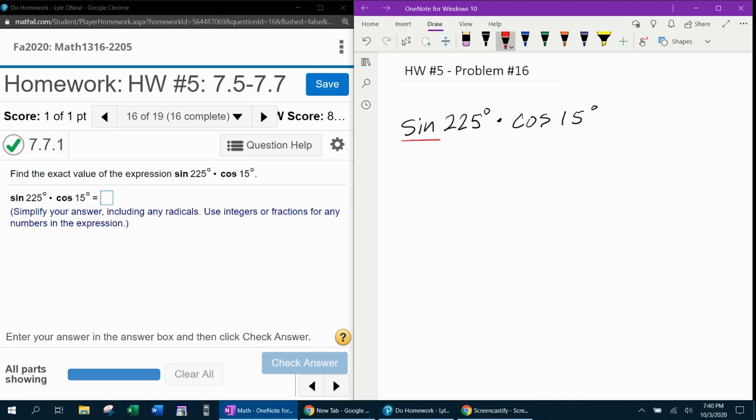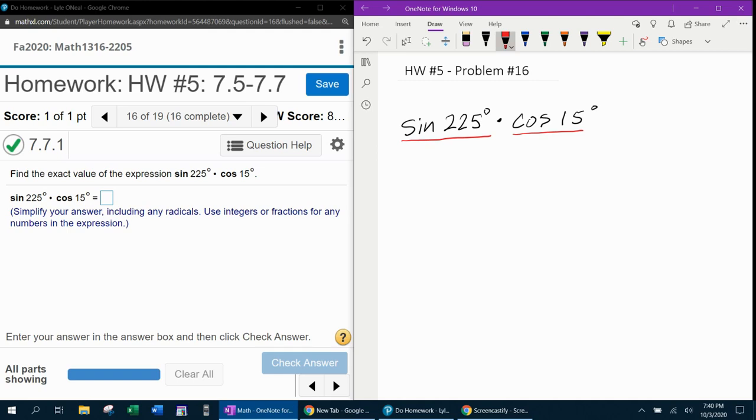First things first, sine of 225 is going to be fairly easy since 225 is a unit circle angle. Cosine of 15 degrees is not going to be quite as easy since 15 degrees is not a unit circle angle. And so we're going to have to come up with an identity for cosine of 15 degrees that will give us unit circle angles, okay?